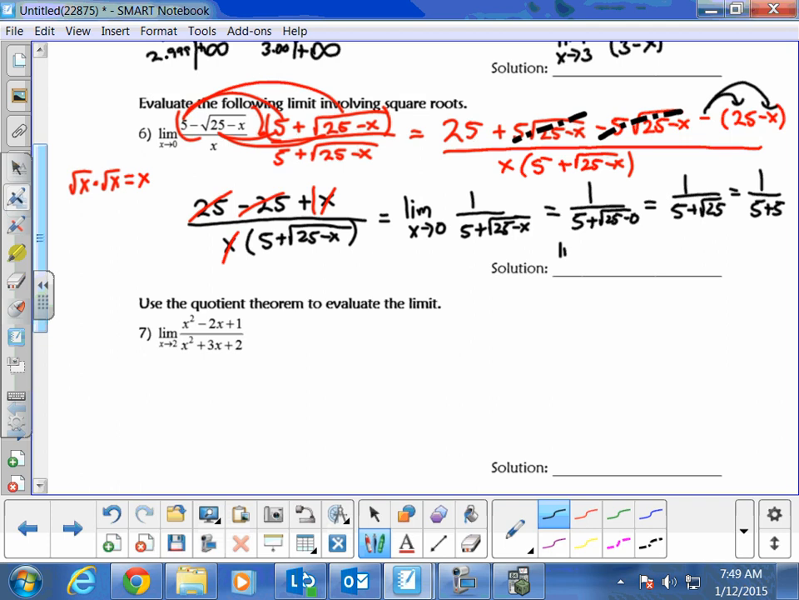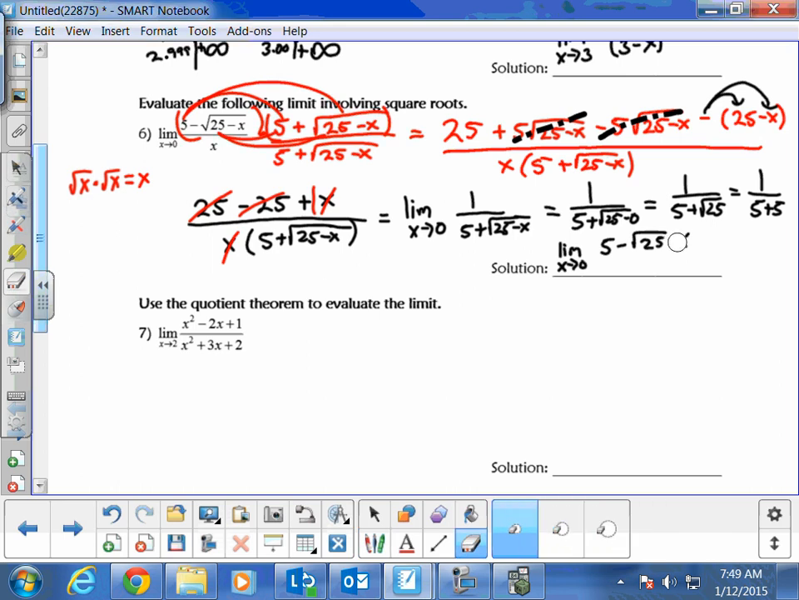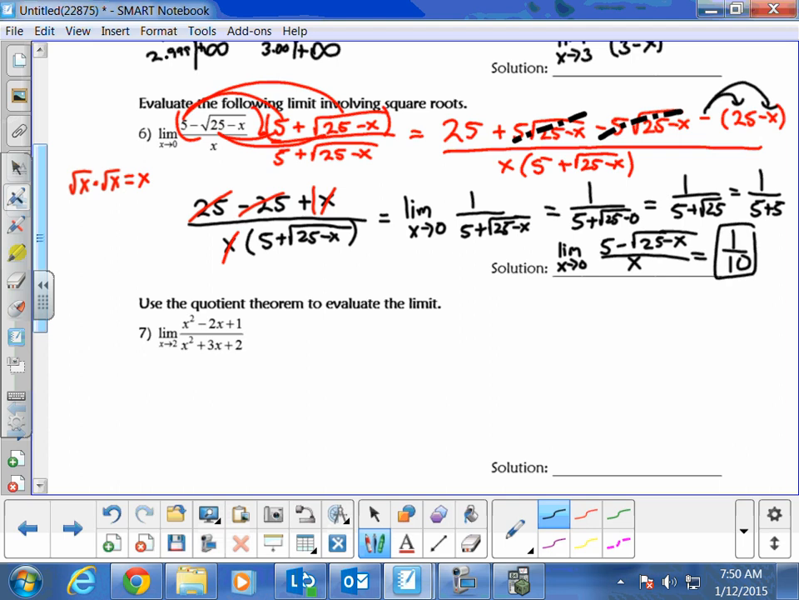So the limit as x approaches 0 of my original equation, the square root of 25 minus x, let me put the square root to look a little bit nicer. There you go. Over x is equal to 1 over 10 because of this. So that is my solution for this one.